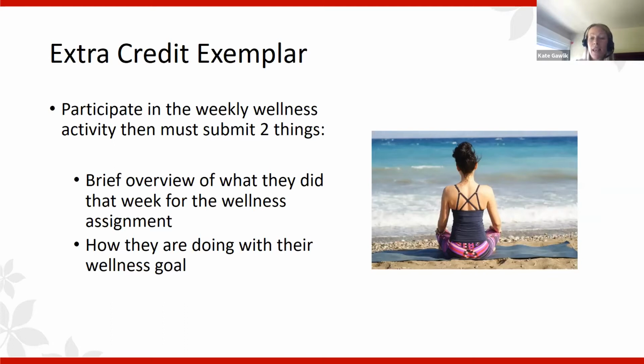And then we also ask them to report how they're doing on their wellness goal. I make a point of telling them at the beginning of the course that we don't care how you're doing. We just want you to continually look at it each week. So it's a chance to refocus on your goal. They can write, I didn't complete anything for my wellness goal this week. They're still going to receive that credit. It's just a way, again, to get them refocused and looking at that goal again.